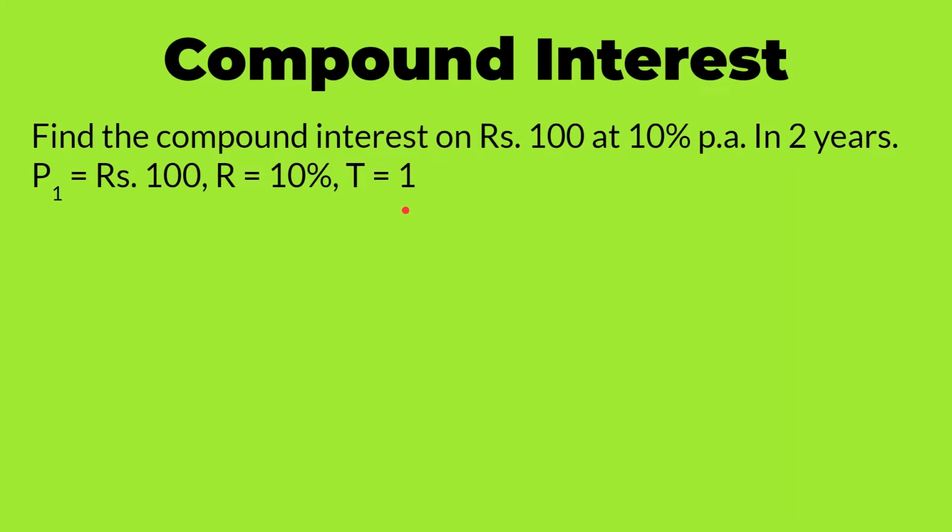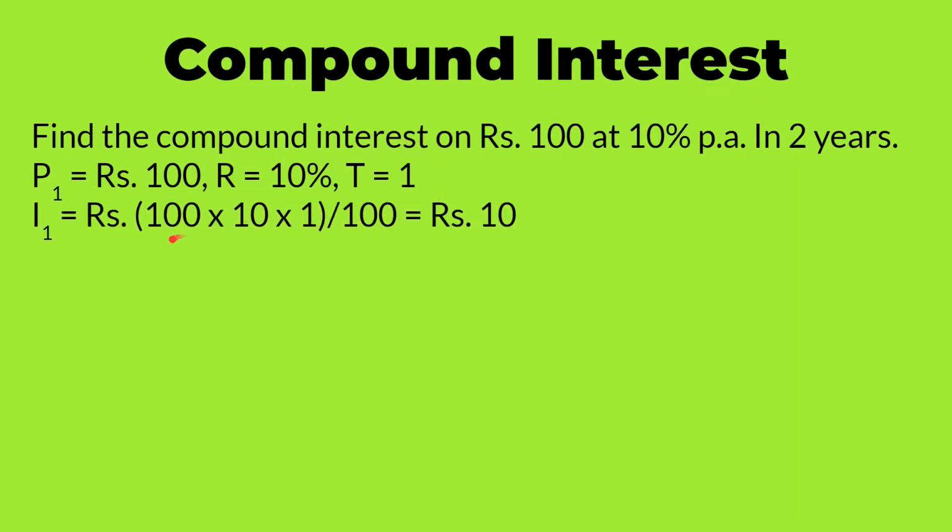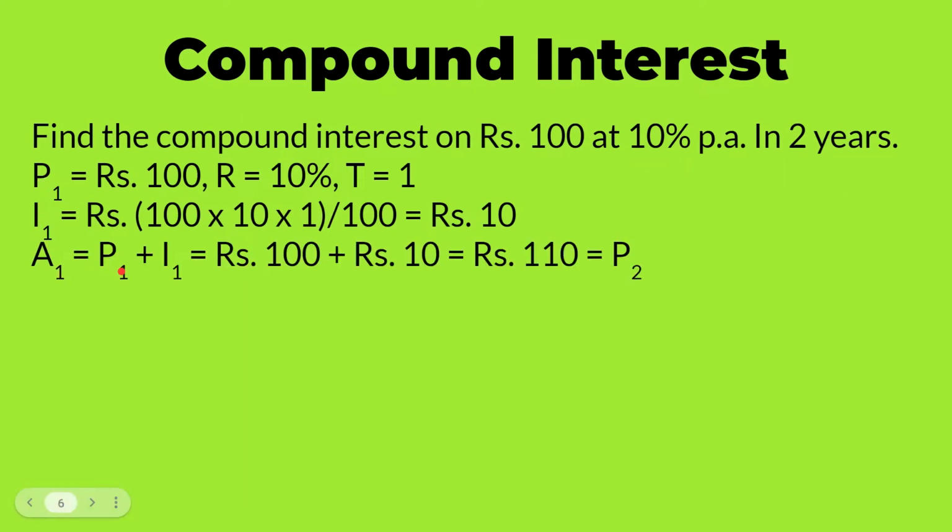So interest 1 is equal to PRT upon 100 for that year, because compound interest and simple interest for 1 year is same. So 100 into 10 into 1 upon 100, so that's rupees 10. Now we will not directly take P2 is equal to rupees 100, but we'll add A1, that is amount at the end of first year, is equal to P1 plus I1 is equal to 100 plus 10 is equal to 110 rupees, which becomes our principal for the second year.